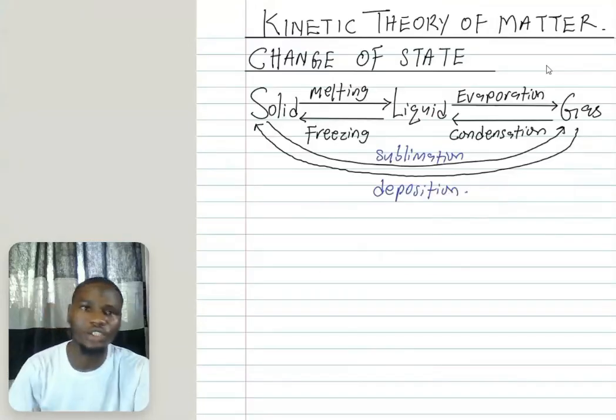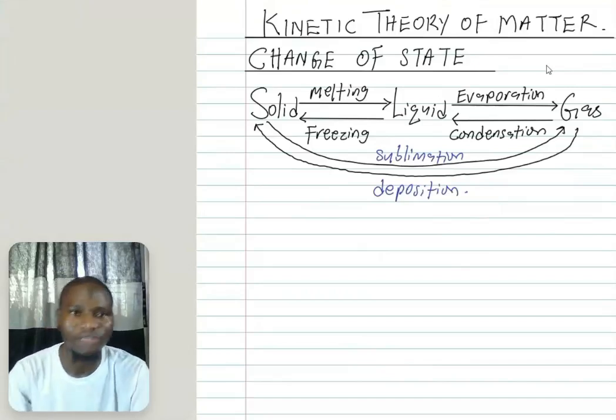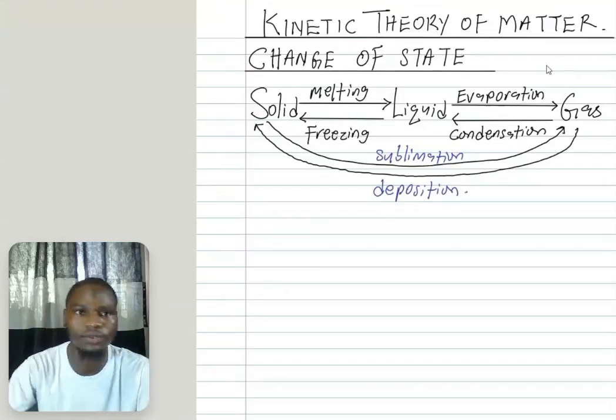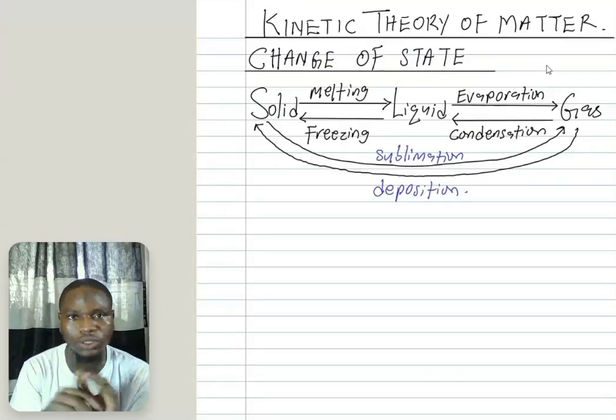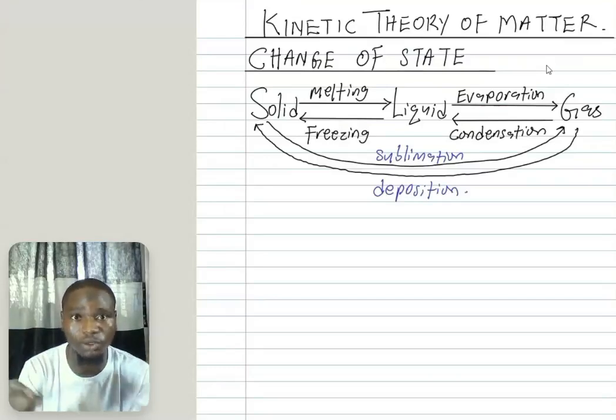Now, let's look at the change of state. We all know we have 3 states of matter: solid, liquid, and gas. It is possible for a substance to exist in these 3 states. Now, let's look at from solid to liquid state. When a substance goes from solid to liquid, that process is called melting, the process at which a substance changes from solid to liquid. Good. You see, what happens here?